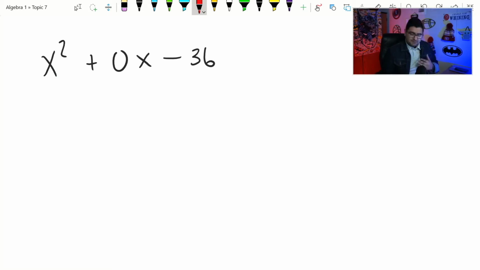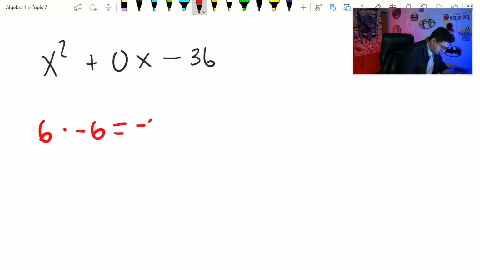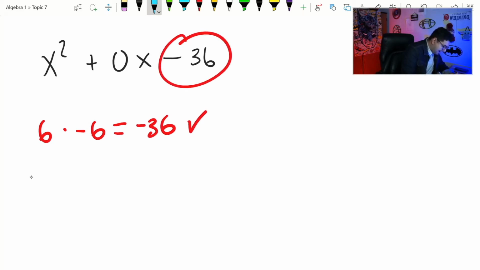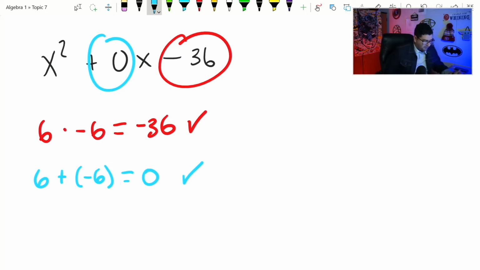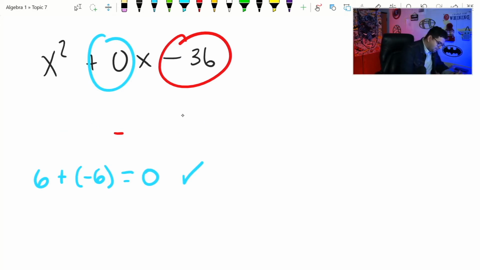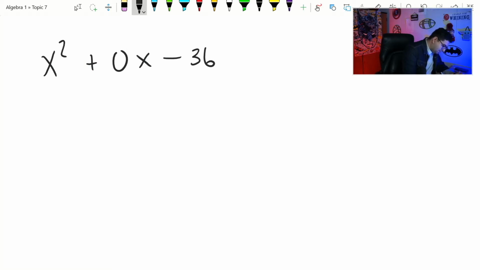If you notice, 6 times negative 6 will get me negative 36, which checks out. That's what I wanted. But then if I add them, 6 plus a negative 6 gets me 0. That checks out. I wanted them to add to 0. All right, so that means my two binomials would be: one would be x plus 6, and the other one would be x minus 6.